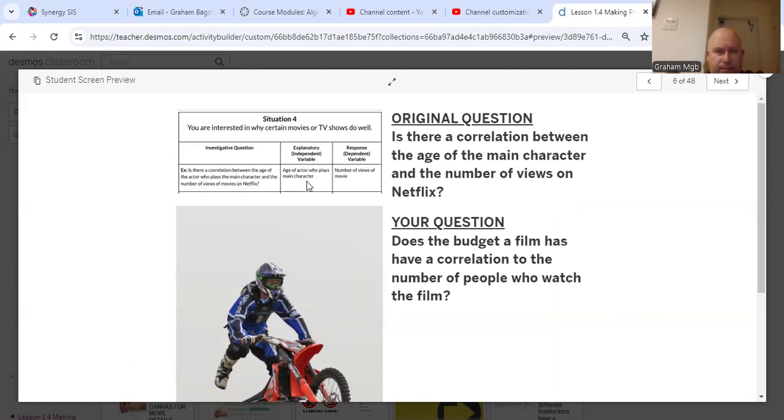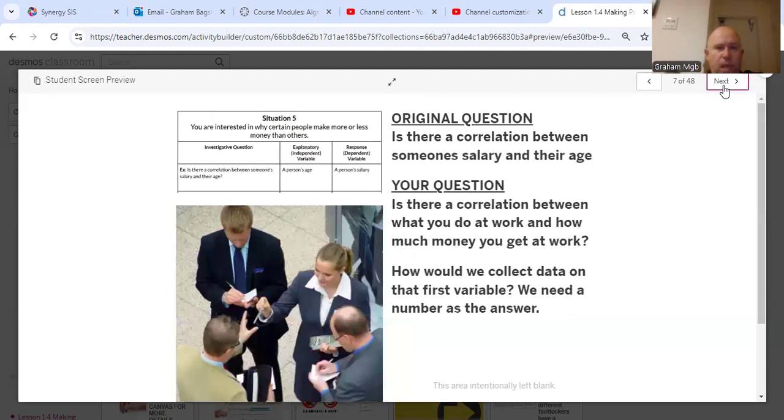The question about Netflix, the age of an actor who appears in a film, sorry, and the number of views of the movie. Some people decided to change this to things like the amount spent on the budget of the film. Good. It might be for an action film. Probably the more money that's spent on it, the more visually appealing it is. Therefore, you might be more likely to go to the cinema. So that was a really good question, I thought. And people were starting to use these word stems as well, using that word correlation within there.